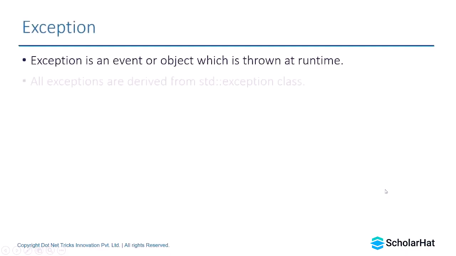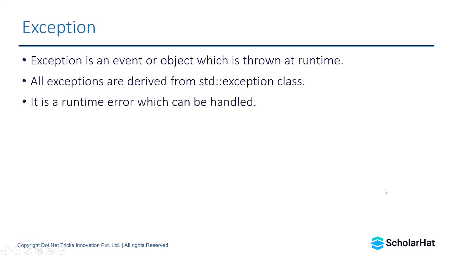Now, the first thing we're going to see is what is an exception. An exception is an event or object which is thrown at runtime. Suppose you write a program where you want to do a division, a by b, let's say those are the two variables. If you're not considering that b could be 0, that's an issue, isn't it? Because if b is 0, the result would be infinity, that is, the expression is undefined. That is where exception comes into play.